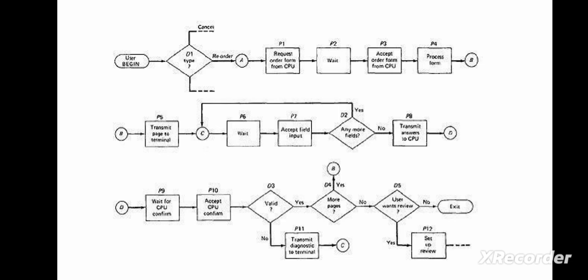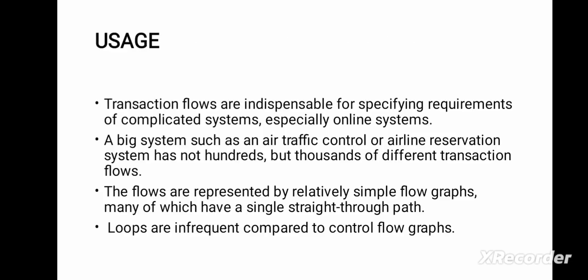This is an example of a transaction flow graph. Here the user begins a certain task which is checked, and then processes like waiting, requesting an order from the CPU, and accepting input from the user take place. Many operations are performed. Through that graph we can easily identify the flow of a transaction, where it begins, where it ends, and finally what the result will be.